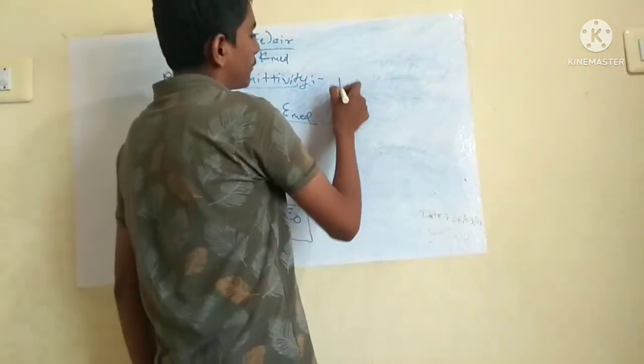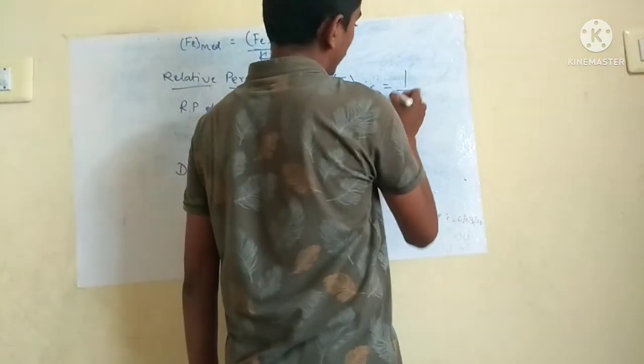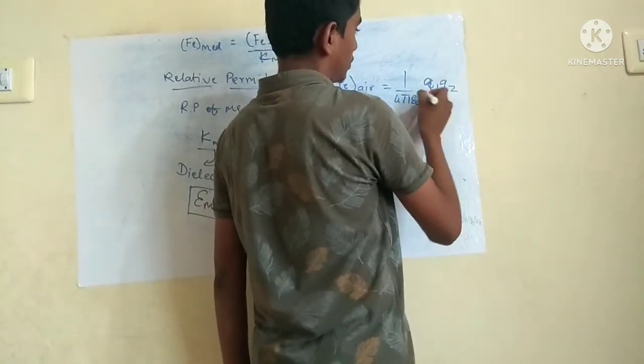Okay, now the electrostatic force between two charges Q1 and Q2 in air. What is the formula for that? 1 by 4 pi epsilon naught Q1 Q2 by R square.